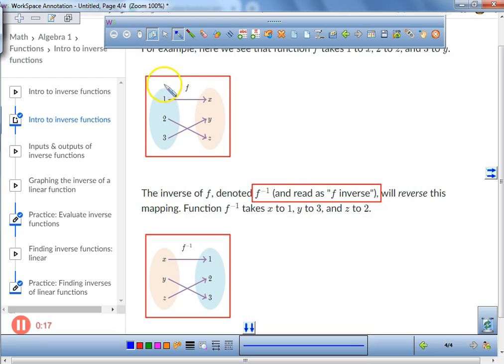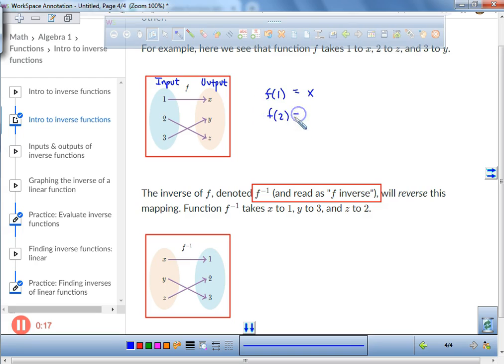So right now, what we're going to be talking about is this is all of your inputs. These are your inputs, and these are your outputs. All right, so if I said, what is f of 1? You would say f of 1 is x. What is f of 2? f of 2 would be z. And f of 3 would be y. So this is no different than what you have done with function notation.